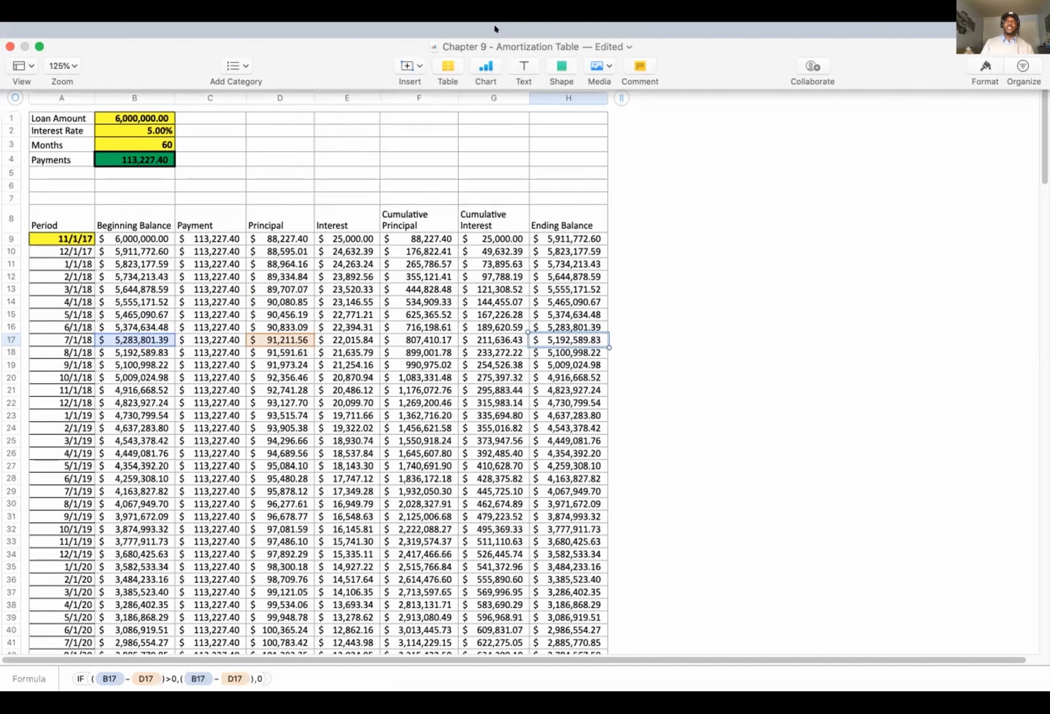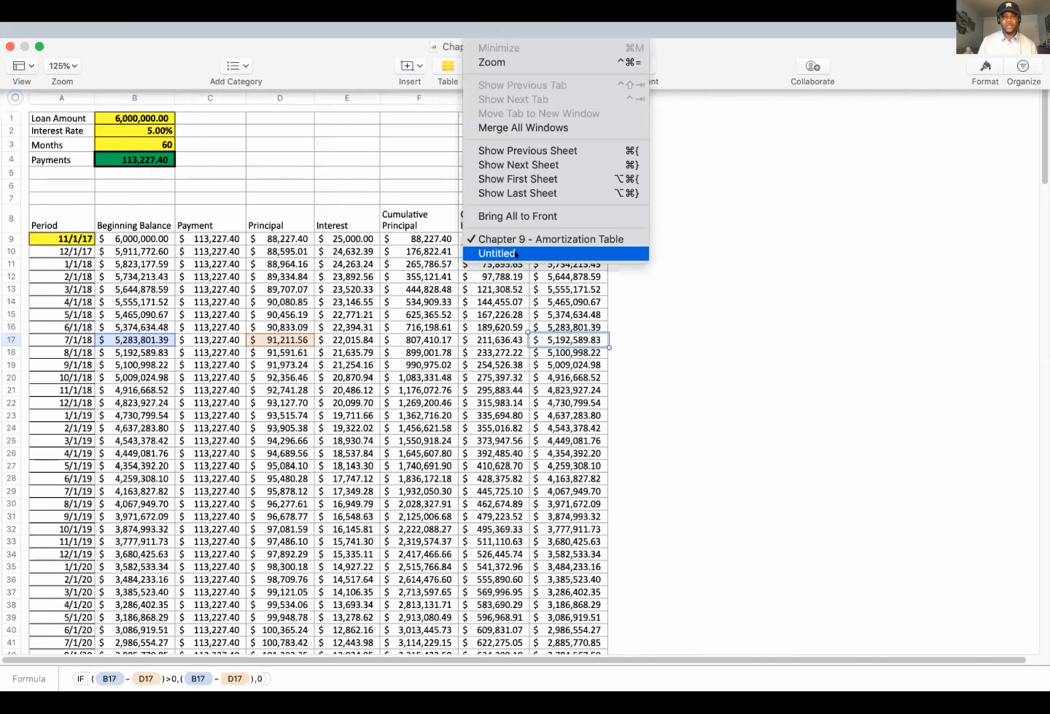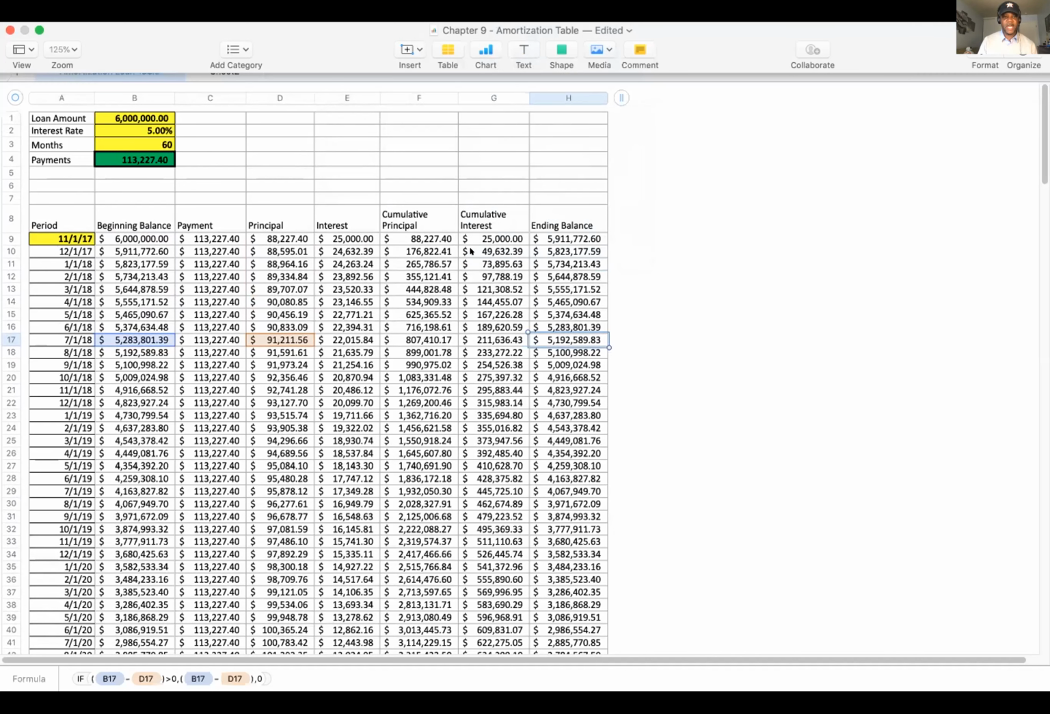So let's look at what the journal entries would look like if we were doing this using the compounding interest method. Okay, so great news, guys. The journal entry itself doesn't change. The only thing that's going to change is our numbers. Okay. So we still borrowed $6 million in cash.